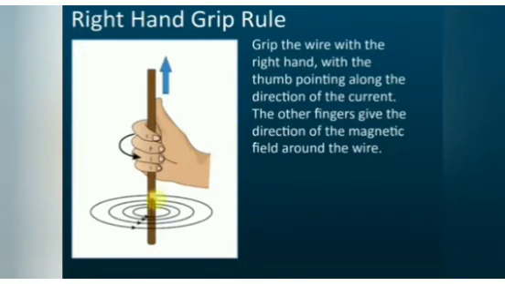If the current is in downward direction, then what will be the direction of magnetic field lines? Yes, it is in clockwise direction. When the current is in downward direction, the direction of field is in clockwise direction. I hope you all understood this section.